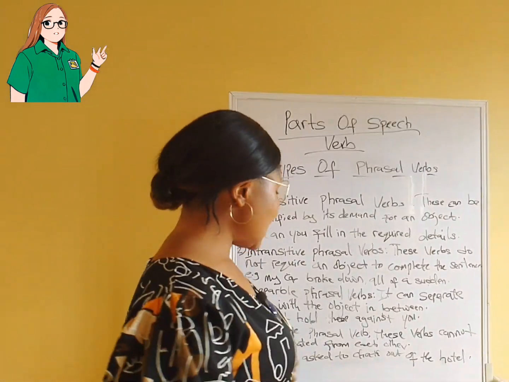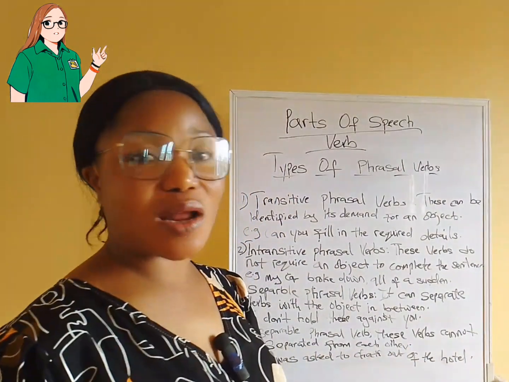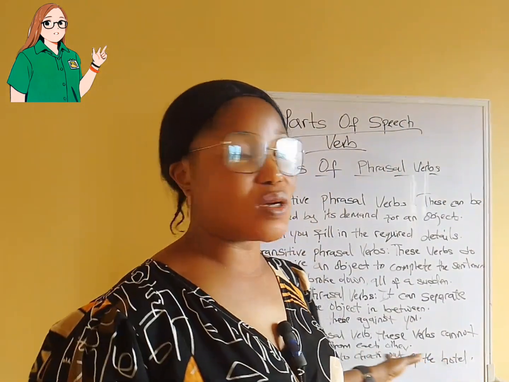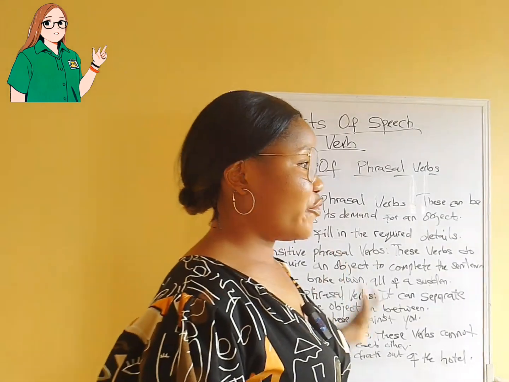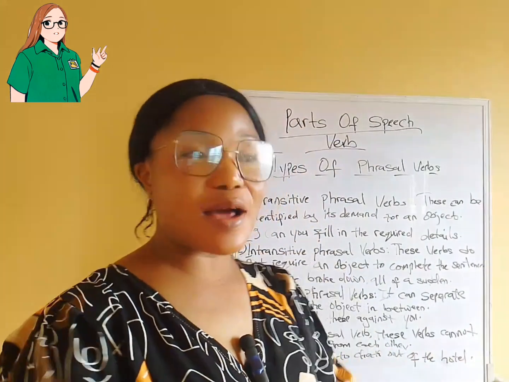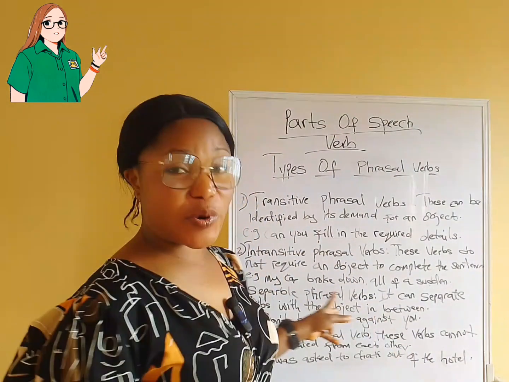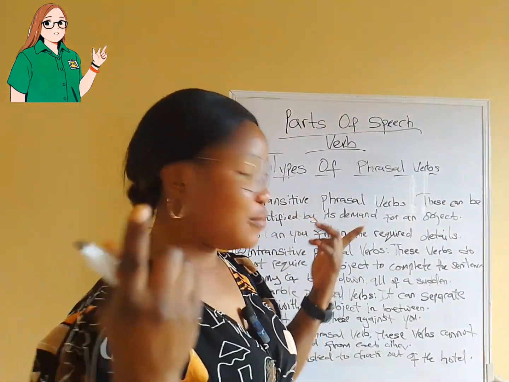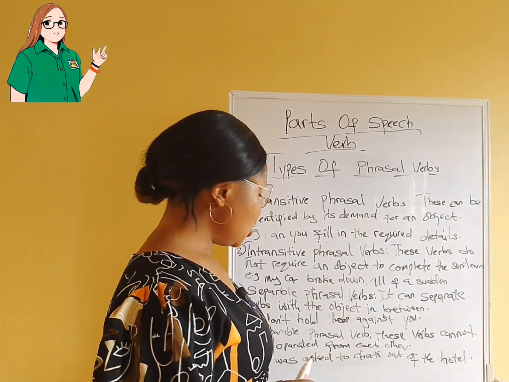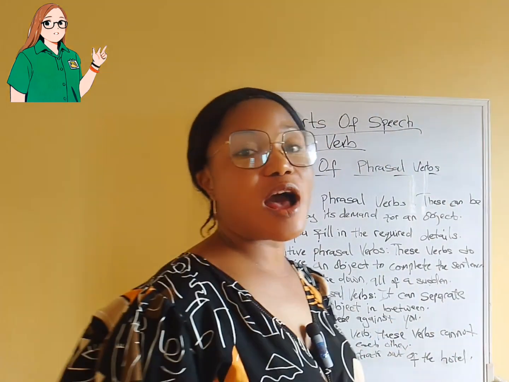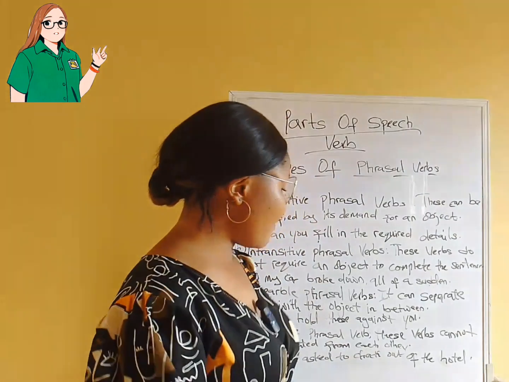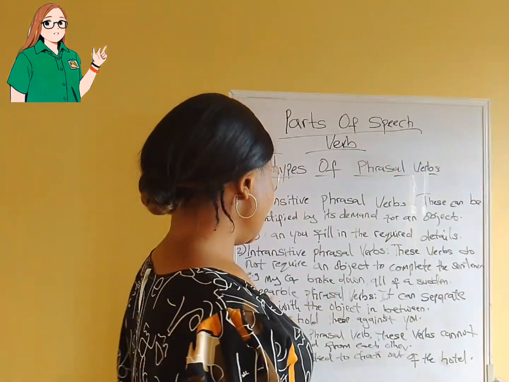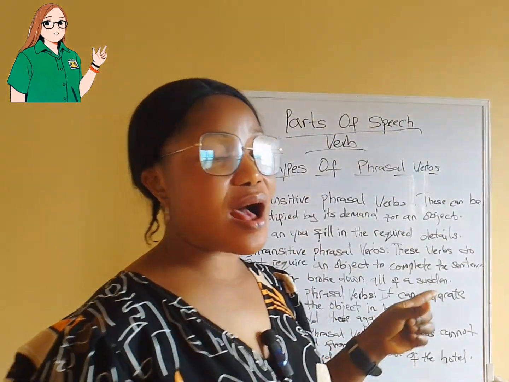And the last one is the inseparable phrasal verb. Like its name, you cannot separate them. These are verbs that cannot be separated, like the separable phrasal verb. This one has to be together to make sense and be meaningful. An example is, she was asked to check out of the hotel. The phrasal verb here is check out. So you still find them together, unlike the separable phrasal verb.